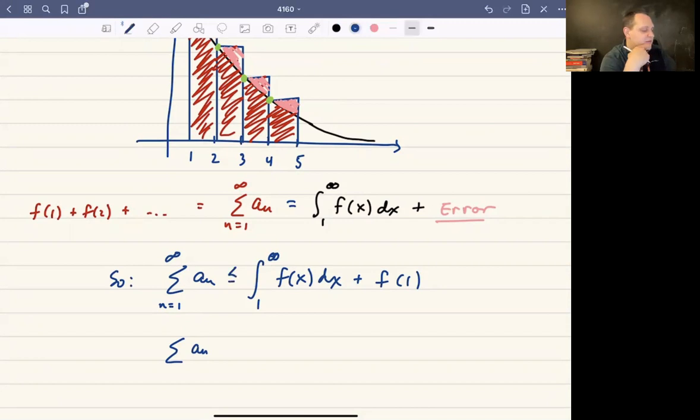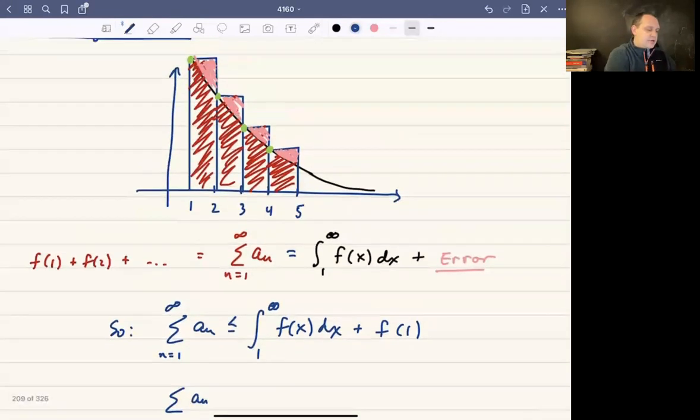I need to think about this here. Yeah, so I have this just slightly backwards. But the sum a sub n is going to be the areas of all the rectangles added up. That's going to be the same as the improper integral, so that's the red part, plus the pink part. And the pink part is less than or equal to f of 1. Okay, so we want that to be less than or equal to.